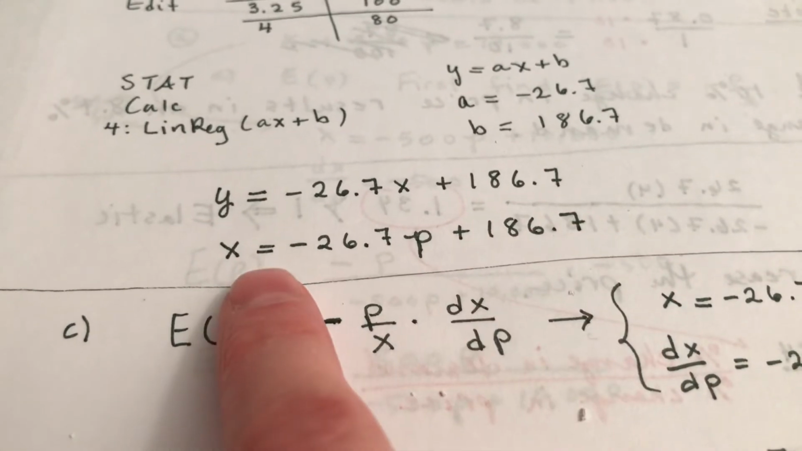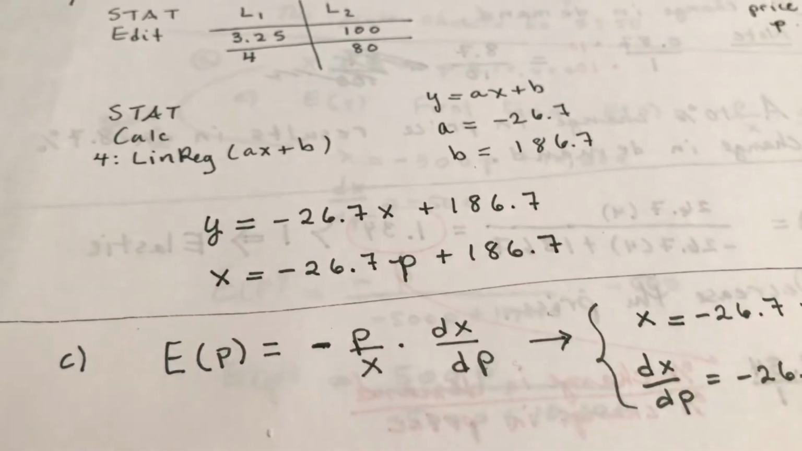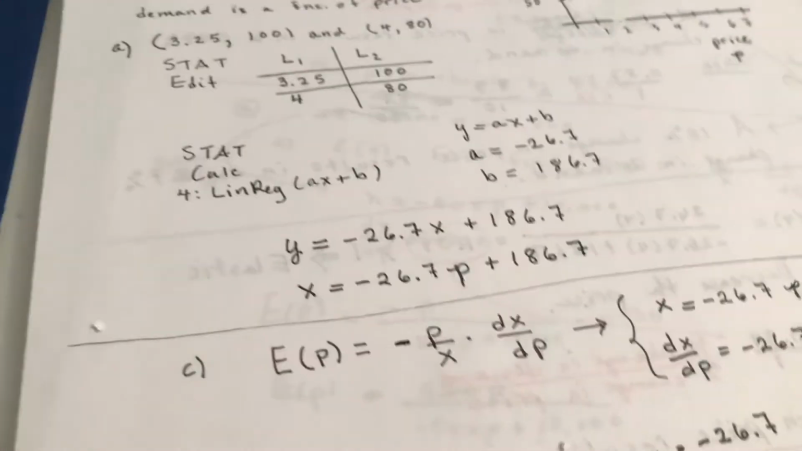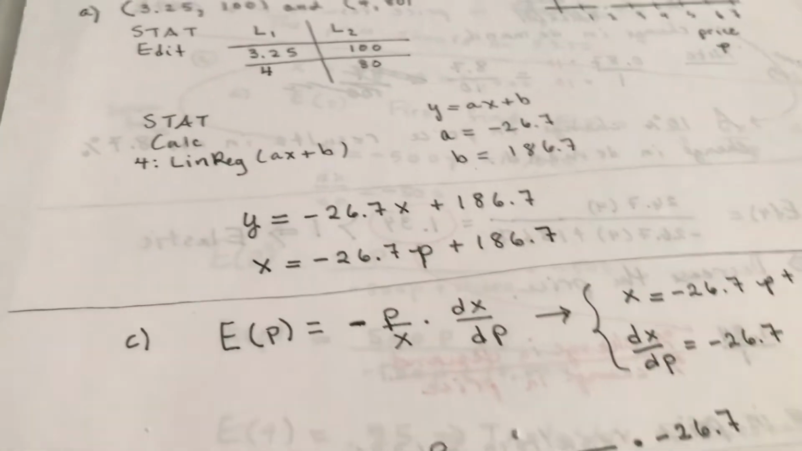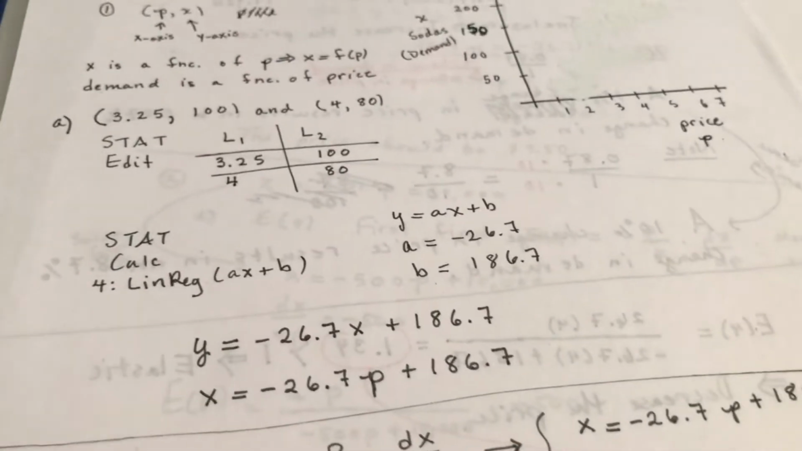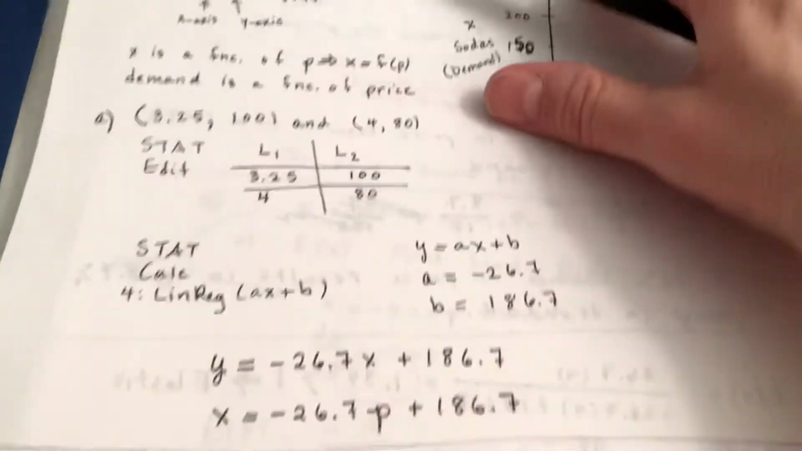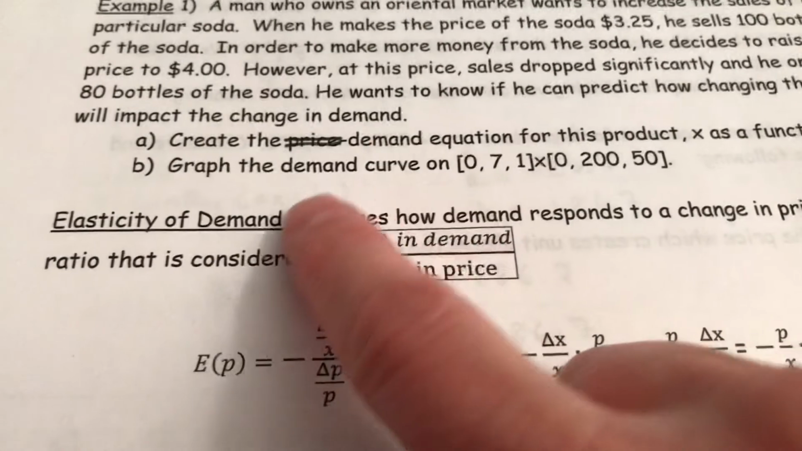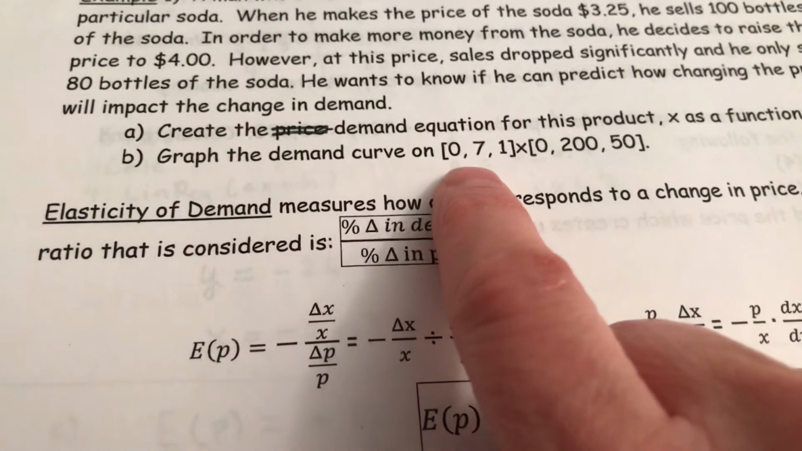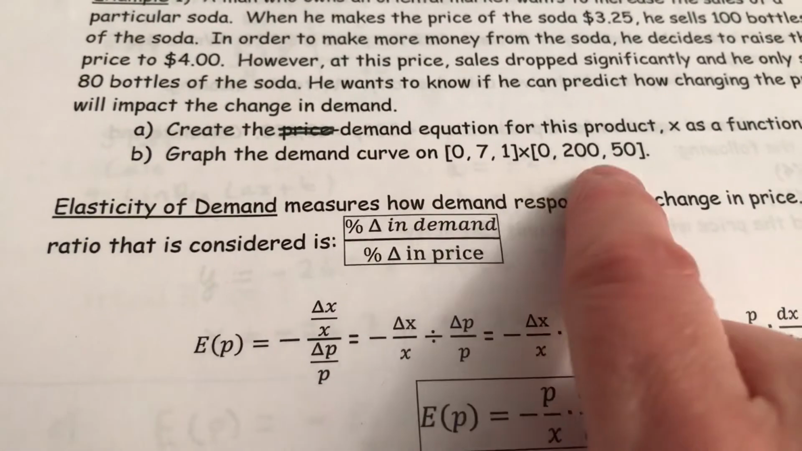Now if we wanted to, we could solve for p in this equation, but we don't need to because we're going to look at elasticity of demand. X is a function of price. Now let's take a look at Part B. Part B in this problem says graph the demand curve. Well, it's actually a straight line in this window.